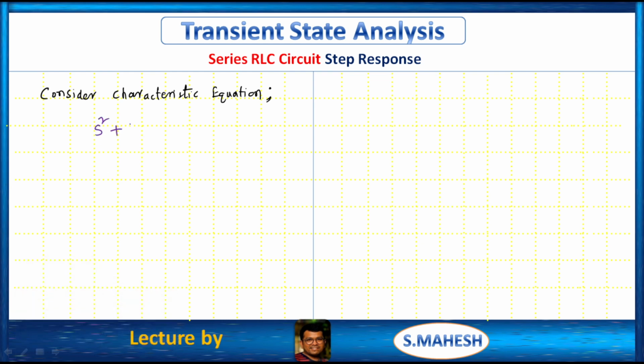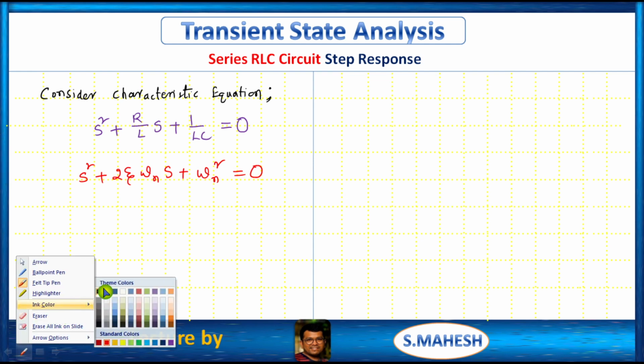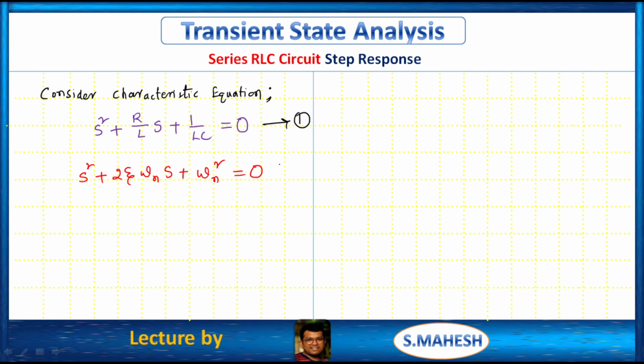s square plus R by L into s plus 1 by LC, which is a quadratic equation equal to 0. Now here I can write s square plus 2 zeta omega n s plus omega n square, which is equal to 0. This is the obtained characteristic equation, and this is the assumed equation. Compare equation 1 and 2.